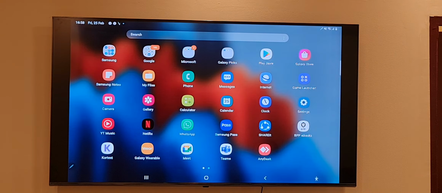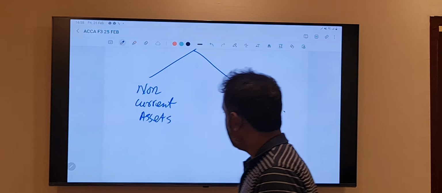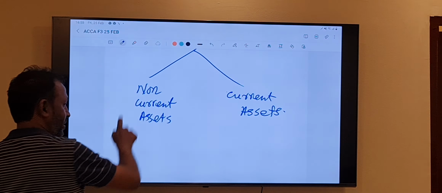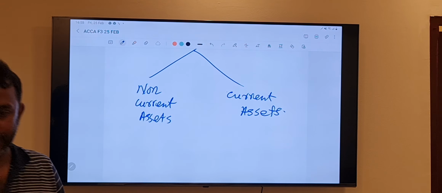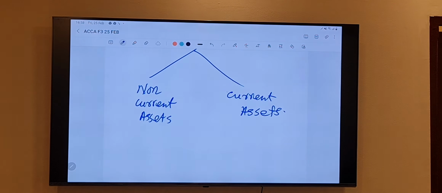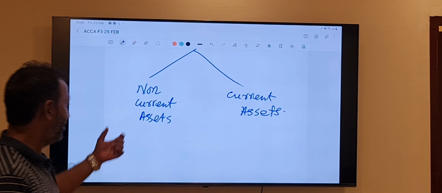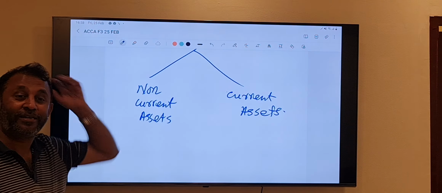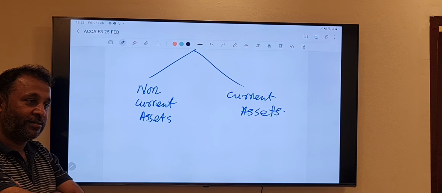Okay. Now we will continue. How to define this? What is non-current asset? Okay, everything good. I'm worried about the battery. So, what is non-current asset? Which is used for the business on a long term.